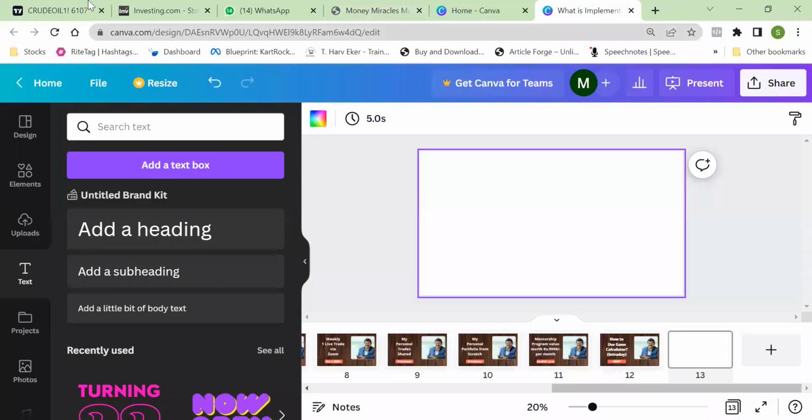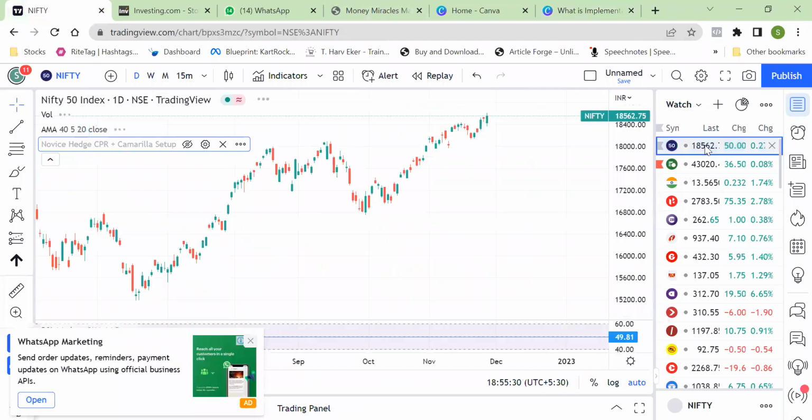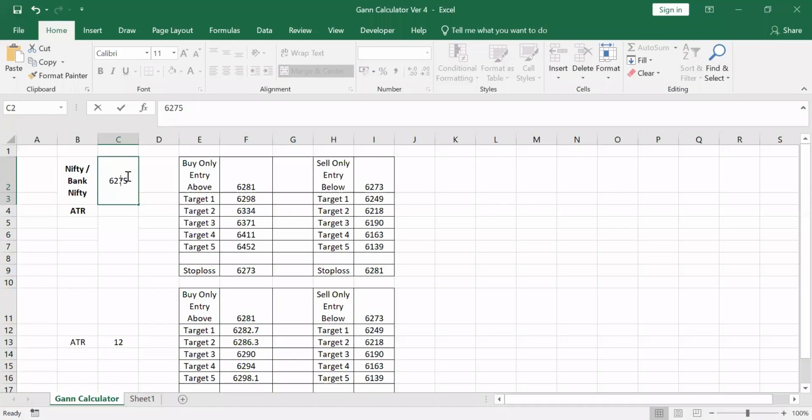What you need to do is very simple. You need to just put the open price. Look at today, the open price for Nifty has been 18,430. Let us try to understand this. What you need to put is 18,430. So you can see this is all I need to do. I don't have to do anything.